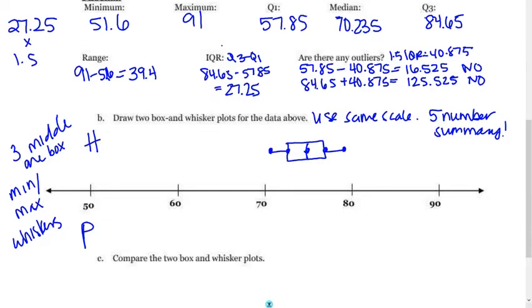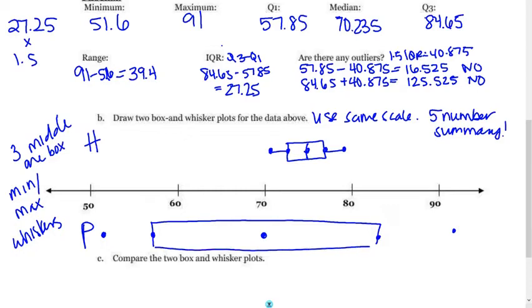For Phoenix, my minimum was 51.6. My Q1 was 57.4. My median, which is technically your Q2, 70.2. My Q3 was 84.6. And my maximum was 91. So this one has a much bigger box in the middle, and the whiskers go out to here.